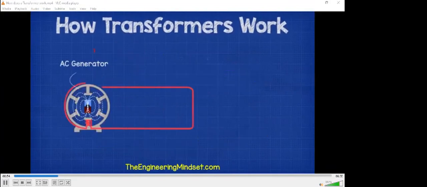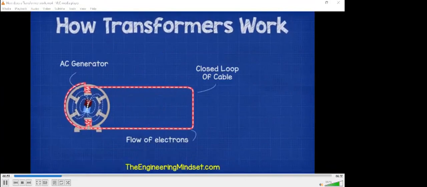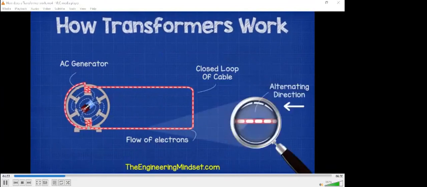When we connect an AC generator to a closed loop of cable, a current will be able to flow through this cable, and the direction of the current will alternate backwards and forwards with the rotation of the generator.